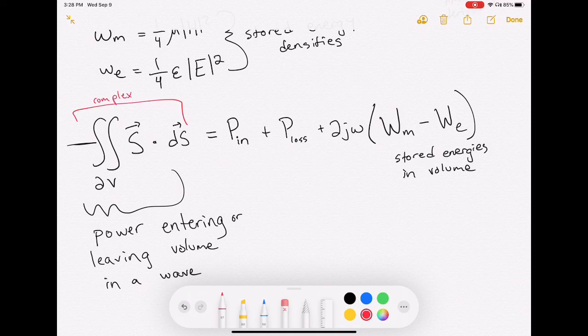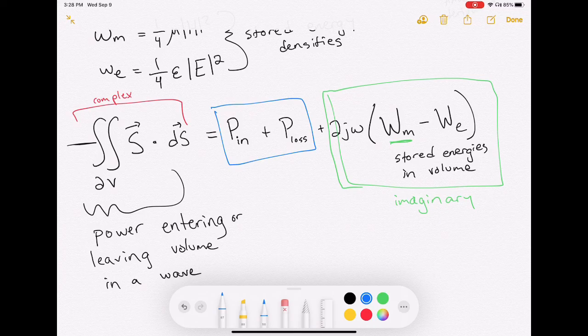I want to point out the types of other terms that we have here. The stored energy time derivative term is purely imaginary because these stored energies are real. Remember, there was a magnitude H squared and a magnitude E squared. So those are real quantities, which means that this whole thing, since there's a j omega in the front, is imaginary. These other two powers are real because we have an input power and a loss.